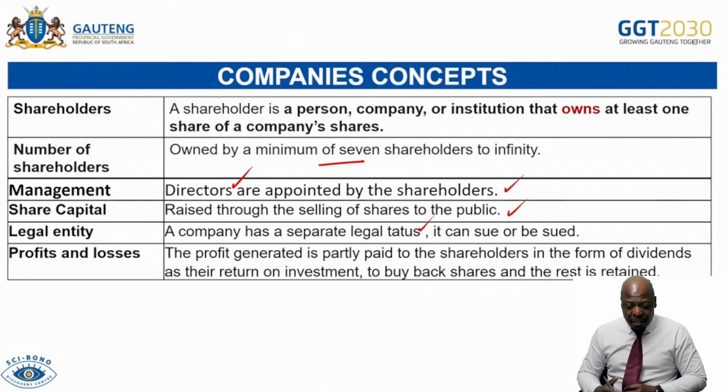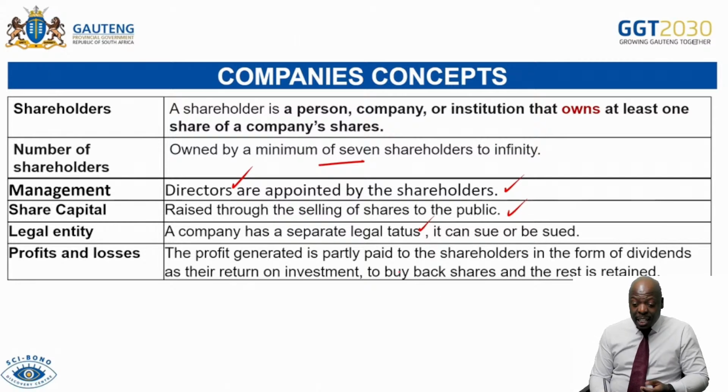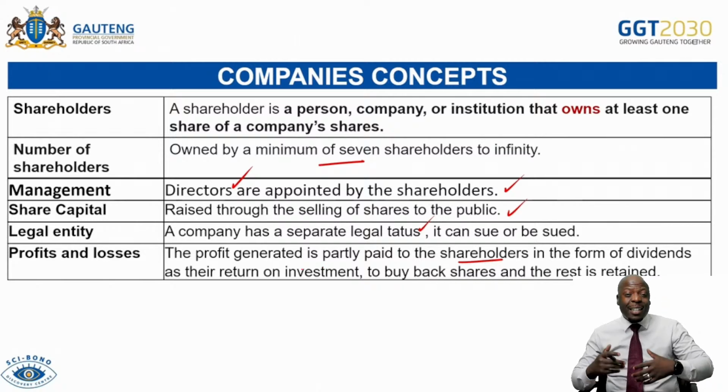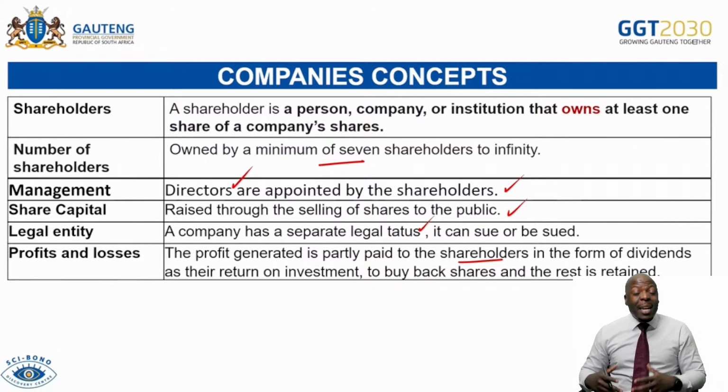In the event of profits and losses, the profit generated is partly paid to the shareholders in the form of dividends. I'm going to talk to you later about dividends. You remember, the main idea of putting money into a company is so then you can get returns, so that you can get something out of that particular capital that you would have put in the company. So when a company realizes profits, that company would then give out dividends to its shareholders. And in this lesson, I'm going to give you two different types of dividends that I want you to keep remembering during the course of the year.